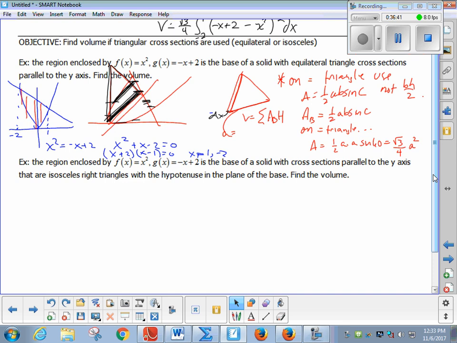Okay, so the region enclosed, same region, is the base of a solid with cross sections parallel to the y-axis that are isosceles right triangles with the hypotenuse in the plane of the base. Okay. Read it again. If you're not sure, I totally understand. Read it again.